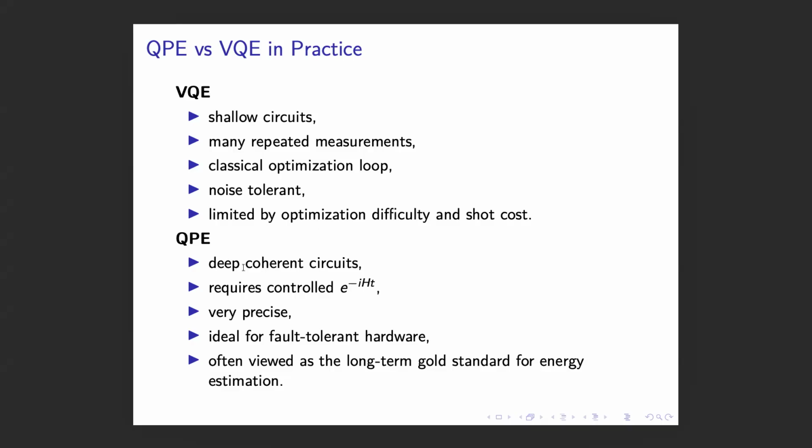The QPE, on the other hand, needs pretty deep coherent circuits. It requires a controlled operation here, which you have to approximate in some way. It can be very precise. It's ideal for quantum computers which are fault tolerant, and it's often viewed as a long-term gold standard for energy estimation. But due to the fact that you cannot allow yourself to have very deep circuits, we often end up with a compromise between the VQE and the QPE. So these kinds of things which you see here can form a basis for the second project.